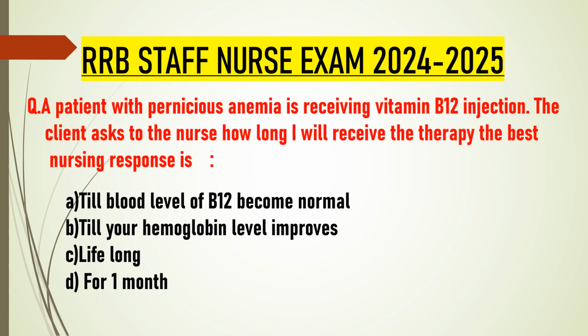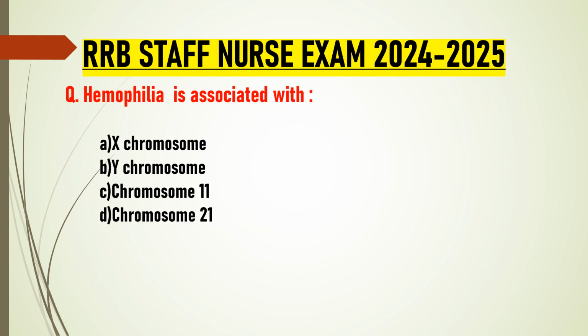A patient with pernicious anemia is receiving vitamin B12 injection. The client asks the nurse, how long will I receive the therapy? The best nursing response is: option A, till blood level of vitamin B12 becomes normal; option B, till your hemoglobin level improves; option C, lifelong; option D, for 1 month. So the answer is option C, lifelong.